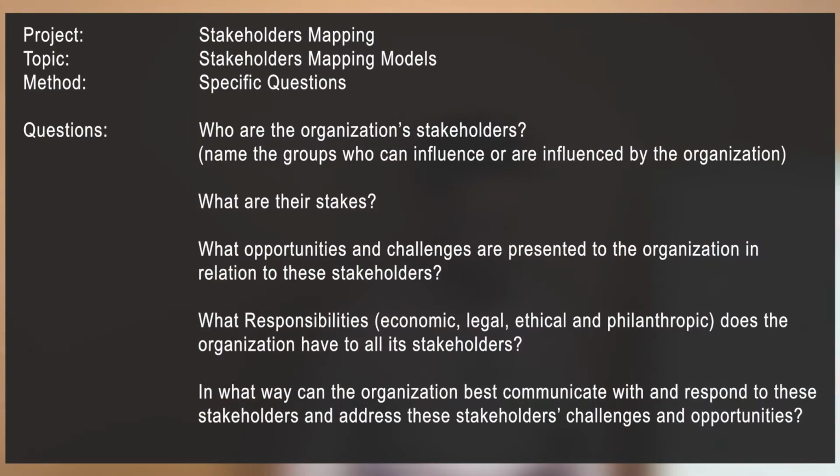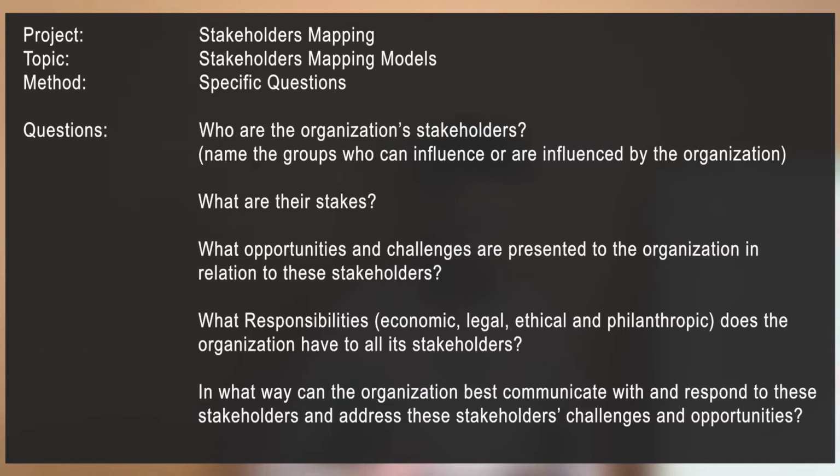The first question is, who are the organization's stakeholders? To answer this, you should name all the groups of people who can influence or are influenced by the organization's activities. The second question, what are their stakes? What opportunities and challenges are presented to the organization in relation to these stakeholders? And also, what responsibilities, such as economic, legal, ethical, and philanthropic, does the organization have to its stakeholders?